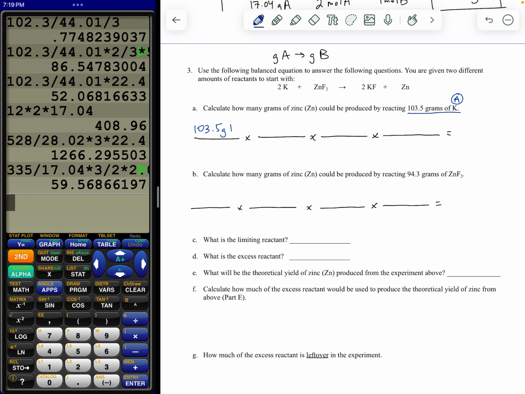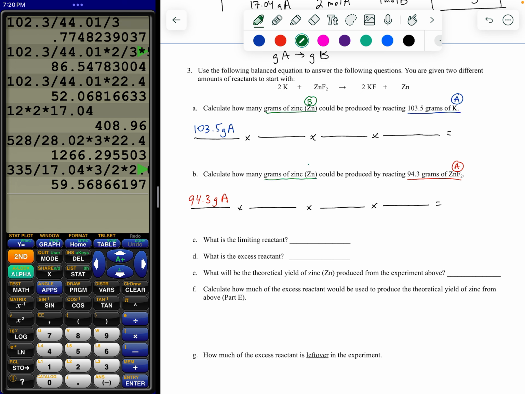And instead, to be consistent, I will just mark that A. And then we are going to identify what our other starting amount is, which is 94.3 grams of zinc fluoride. And we see that we're not always going to start with the exact same amount of each product. It doesn't really matter. But what we are going to compare is what would the amount of zinc be? So grams of zinc here. Zinc is substance B. And zinc is substance B in both scenarios.